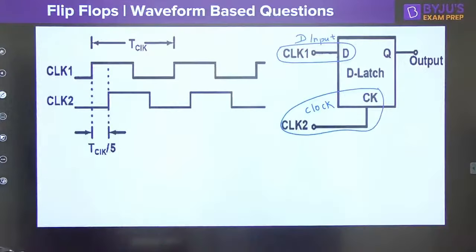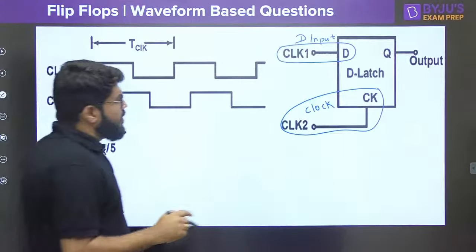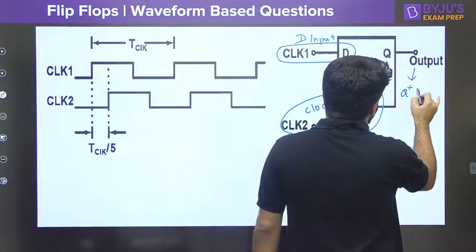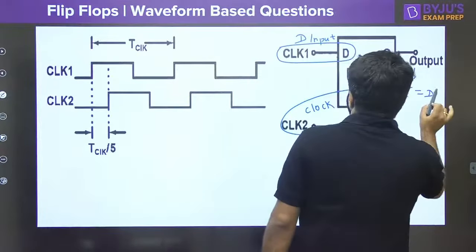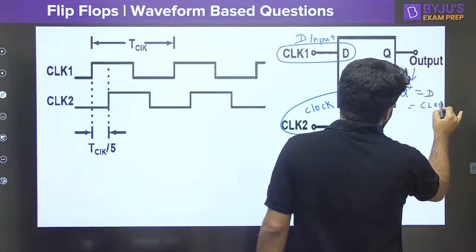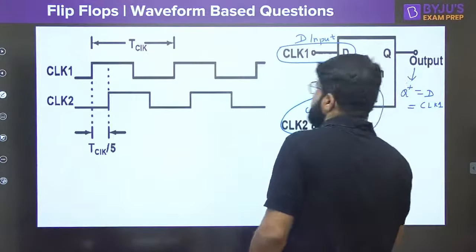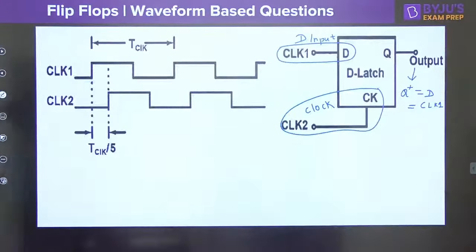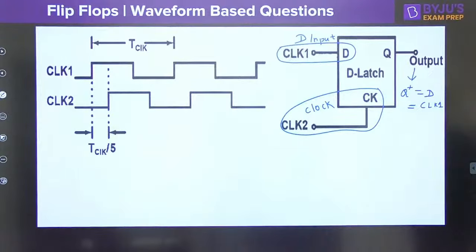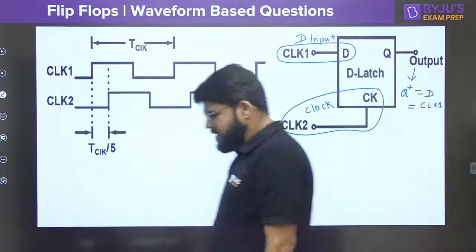The previous two questions were on edge triggered, right? So have a look at this. What is the output of the D flip-flop? We just know that the output Q plus is equal to D, and D is equal to CLK1.